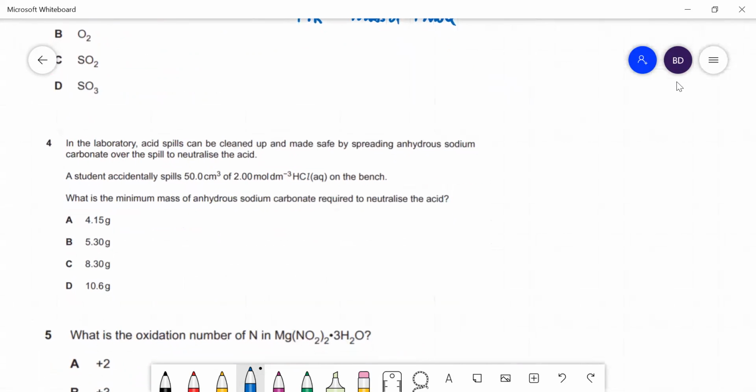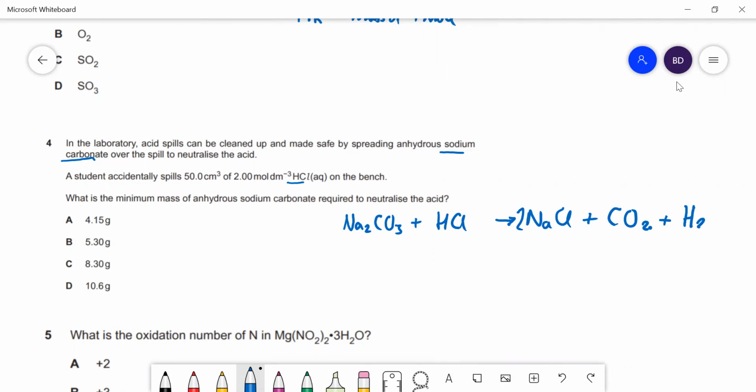Okay, question 4. Laboratory spills can be made safe by adding sodium carbonate over the acid, and the acid is hydrochloric acid. We need to know the ratio in which they react. So you've got sodium carbonate and HCl. You need to know this equation. You're going to get sodium chloride, CO2 and water. And of course, that means you're going to need 2 moles of hydrochloric acid for every 1 mole of sodium carbonate. So what's the minimum mass of sodium carbonate that can neutralize that acid?